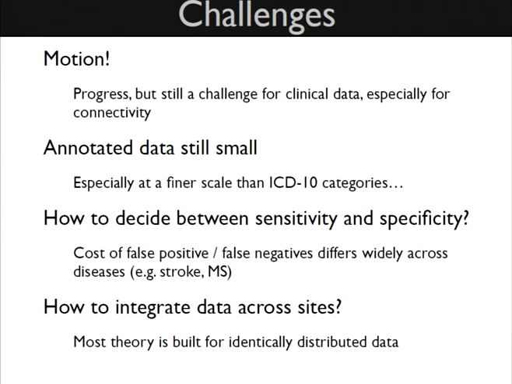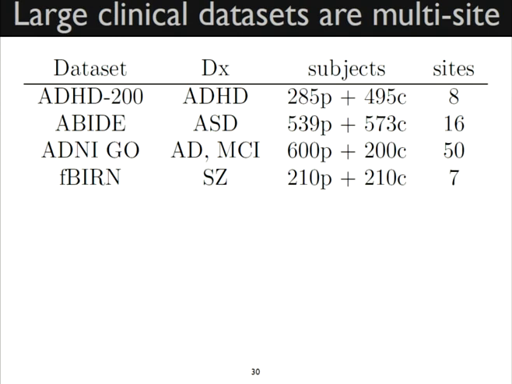And of course, the main difficulty is to integrate data across sites. So most of the theory you've seen this morning from Carsten's talk had this idea of IID data, independent and identically distributed. Most of the theory is built for that, but the data is not like this. On this point, I want to abuse a little bit the privilege that I was granted by my dear chairman, just to mention that most of the large clinical data sets are multi-site.